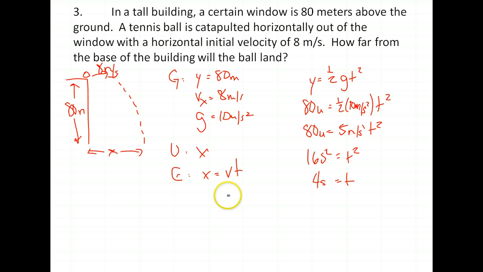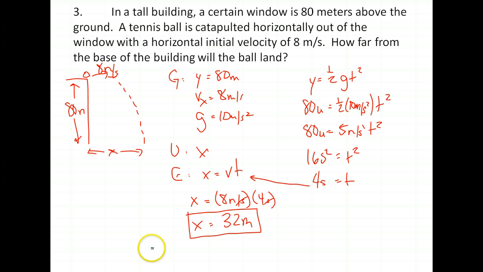So now we get to come back over here and put time into time. We've got x equals, our horizontal velocity again was 8 meters per second, our time is 4 seconds, and so 8 times 4 is 32. And our seconds will cancel out, so we get meters. So your final answer there is 32 meters.